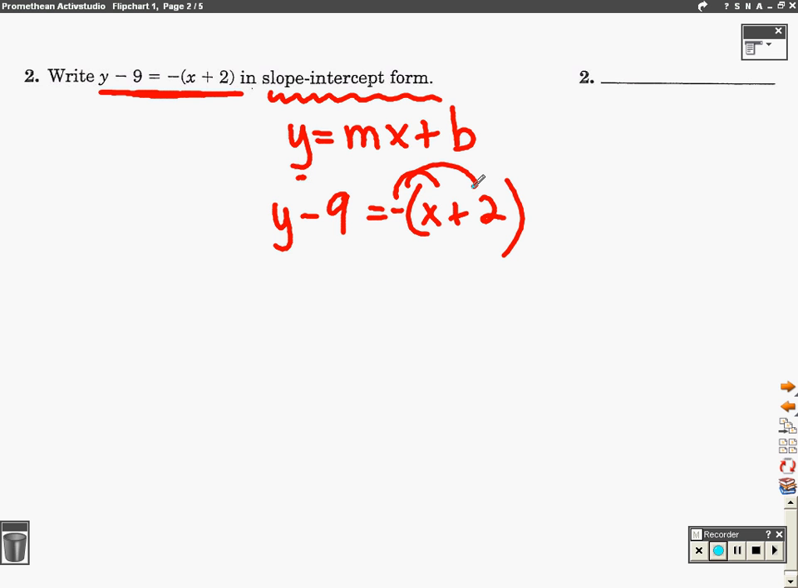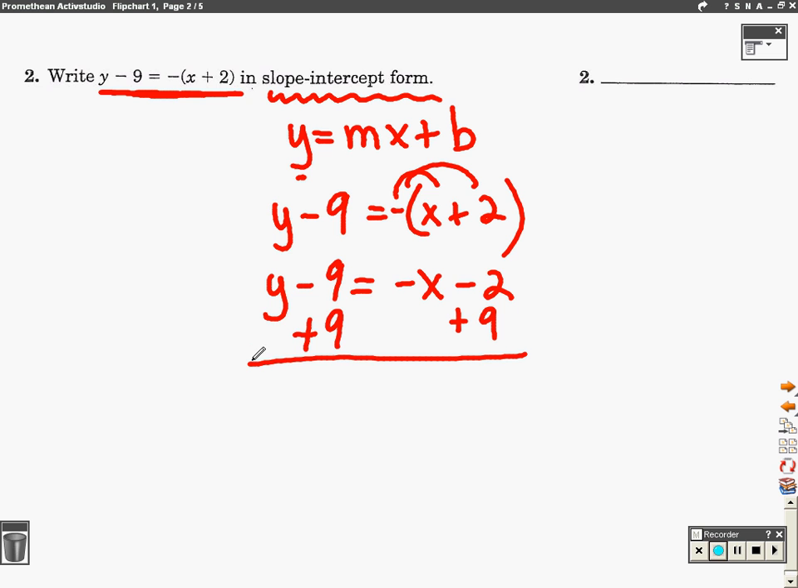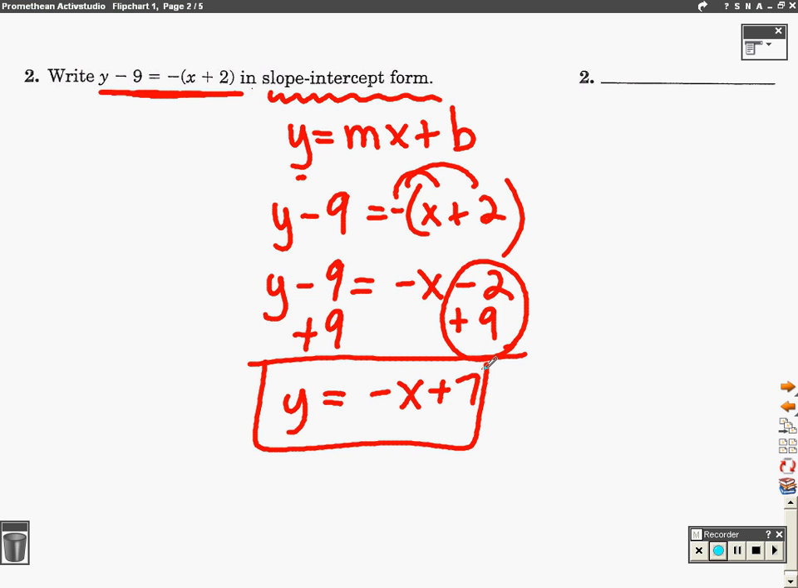Let me distribute the negative sign. Bring down my y minus 9. And then add 9 to both sides. I can combine the 9 and the negative 2 and get negative x plus 7 is equal to y. Now I have it in slope-intercept form. This is a great form because once it's in this form, that's the slope, and that's the b, or the y-intercept.